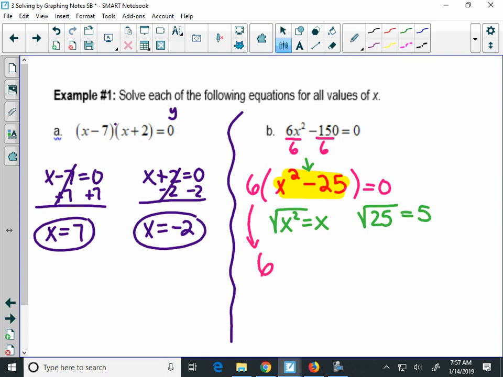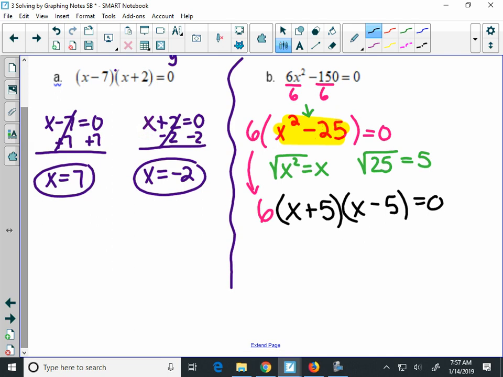Now my GCF comes down. It just hangs out in front. And from the difference of squares here, I will have an x on the left in both parentheses, a 5 on the right, a plus and a minus. All right, now I have 6 times x plus 5 times x minus 5, all equal to 0.